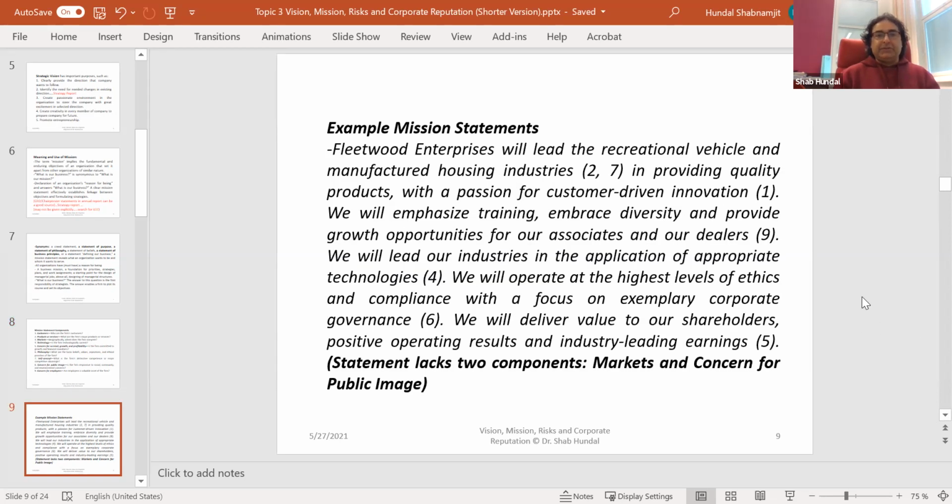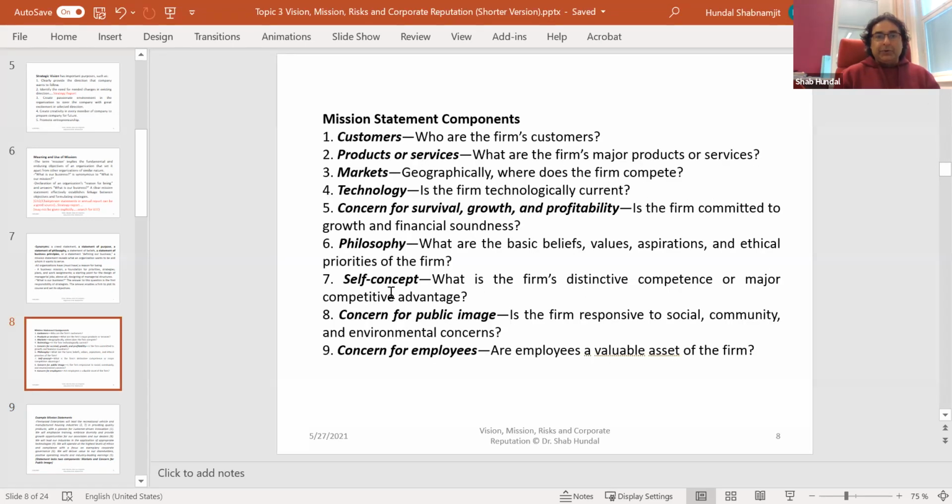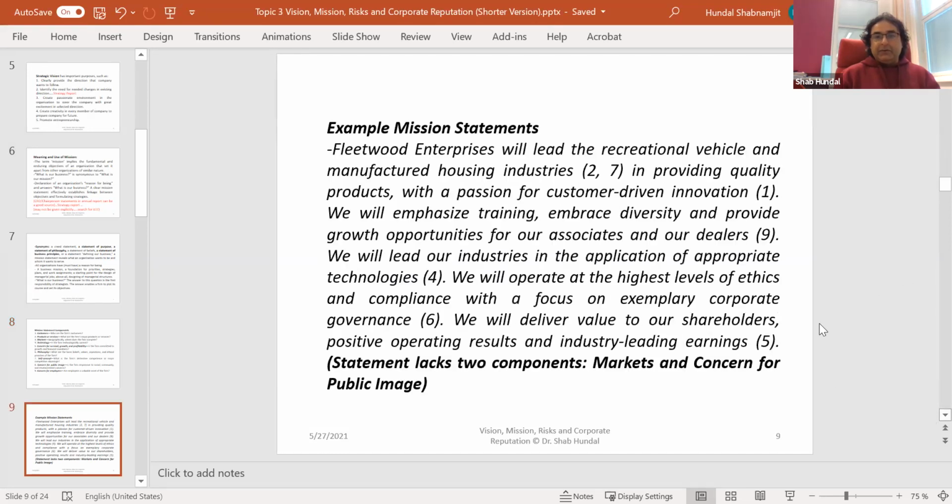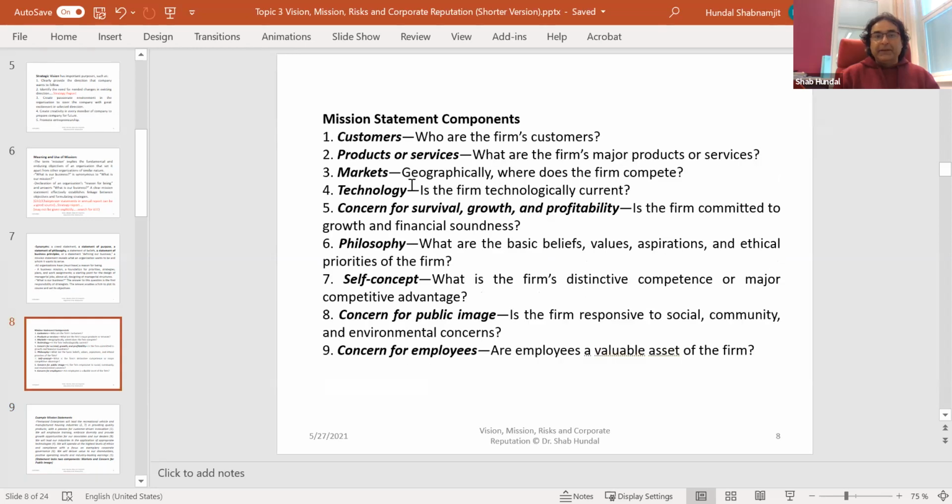Examples of mission statements. The Fleetwood enterprise will lead the recreational vehicles and manufactured housing industries. And here I wrote 2 and 7. 2 and 7 means they are talking about point 2 and point 7, which basically means that they are talking about what products and services they offer, and they are also recognizing themselves. They're also introducing themselves in providing quality products with the passion of customer-driven innovation. And here I wrote point 1 because point 1 means customers.